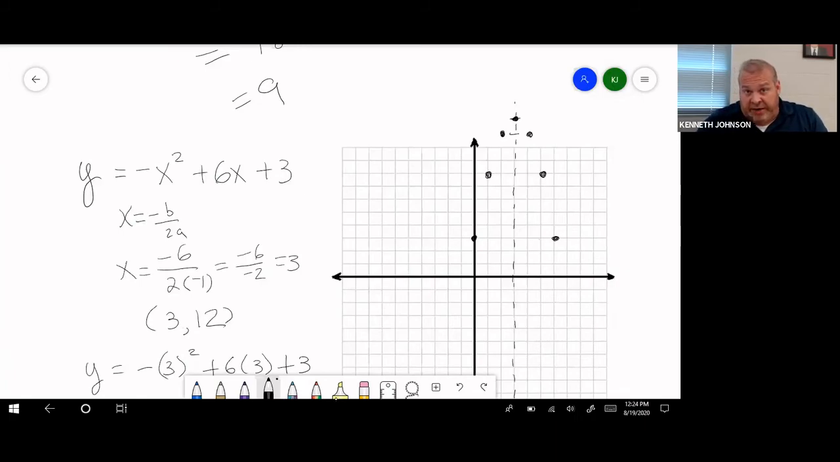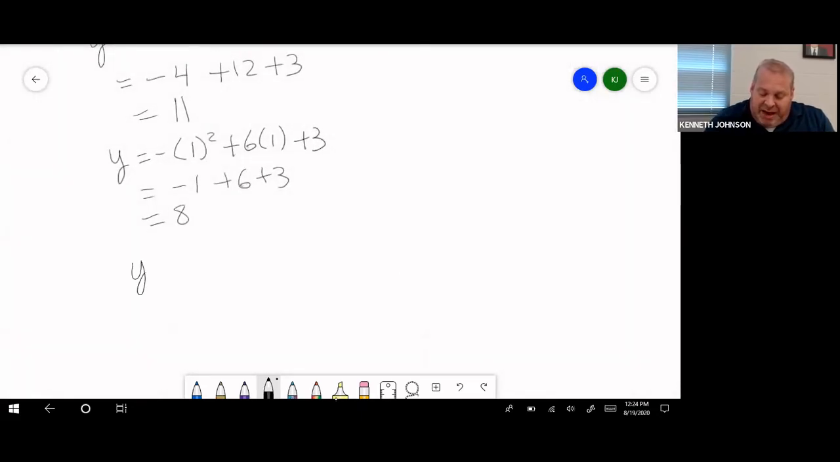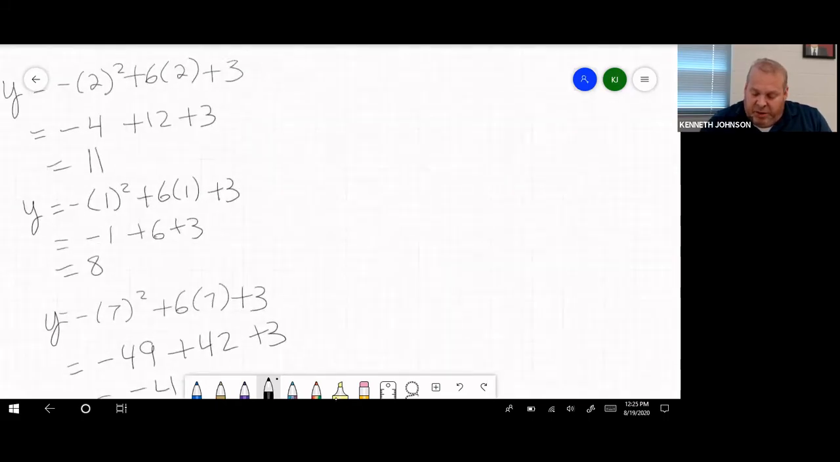Now you have a choice. I can either plug in -1, or if you don't like working with negatives, which a lot of us don't, I could also plug in 7, because 7's the next one. Just because I started going this way doesn't mean I have to stay that way. I could jump back over and plug in 7 if I wanted to, and I'm going to, just because I like dealing with positive numbers. Once again, you don't have to. You can plug in -1 if you're comfortable with that. -49 plus 42 plus 3 looks like that's going to be -4.